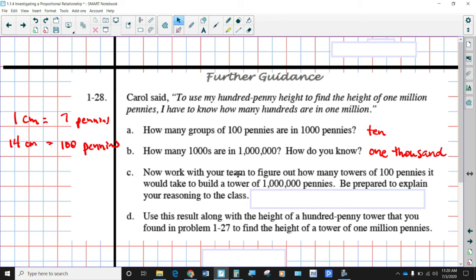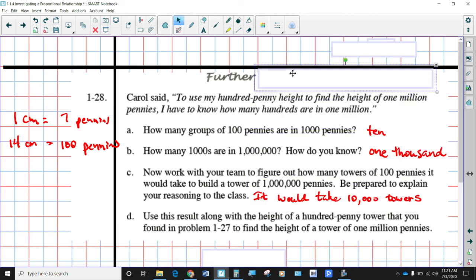So now work on your own. You don't have your team there to figure out how many towers of 100 pennies it would take to build a tower of 1 million pennies. So if there are 10 here and 1,000 here, right? 10 of those go into 1,000 and 1,000 thousands go into a million. How many total towers would that be? Give you enough time? Pause if you need more time, because I'm going to show the answer.